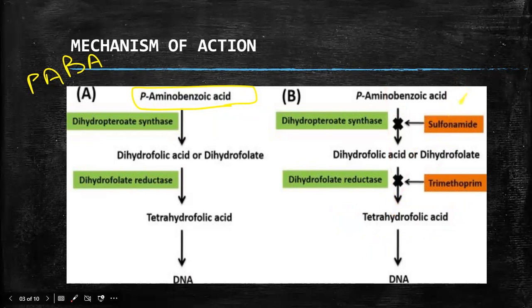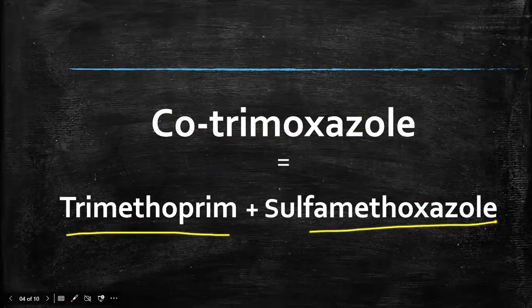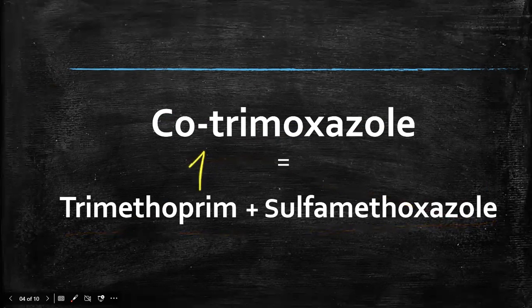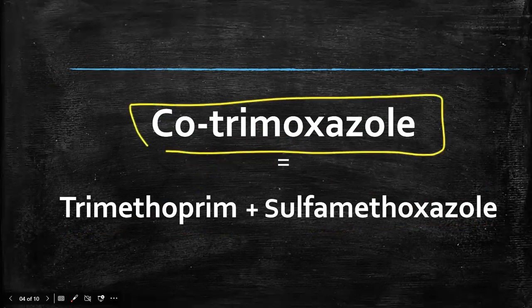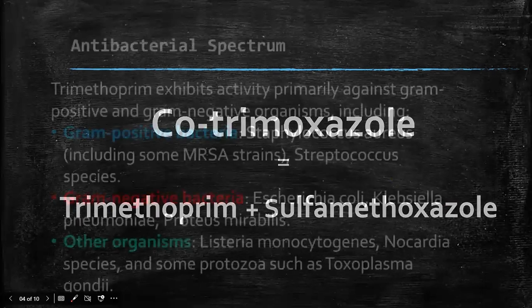So we mostly use sulfonamides along with trimethoprim to block the whole pathway of the synthesis of folic acid inside the bacteria. We can use trimethoprim along with sulfamethoxazole, which is collectively called co-trimoxazole. So basically, co-trimoxazole is a combination of trimethoprim and sulfamethoxazole, because both these antibiotics act on the same pathway and block the synthesis of folic acid inside the bacteria.